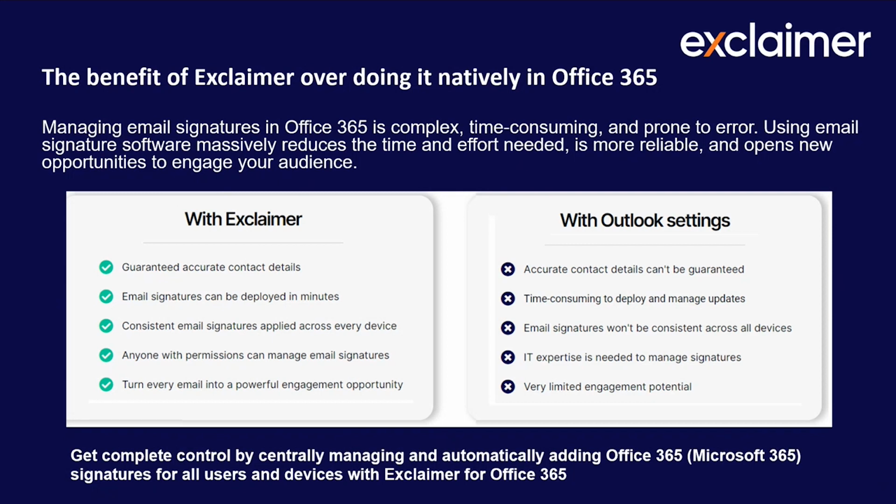IT expertise is needed to manage signatures, with very limited engagement potential. Versus on the left, using Exclaimer, you're guaranteed accurate contact details. We pull all that information about the contact, such as the employee's name, phone number, email address, and extensions, directly from Active Directory. Email signatures can be deployed in minutes. You can push a signature to a whole organization right away without having to ask every person individually to make changes. Consistent email signatures apply across all devices. Anyone with permissions to manage the signatures within the cloud portal will be able to make changes.